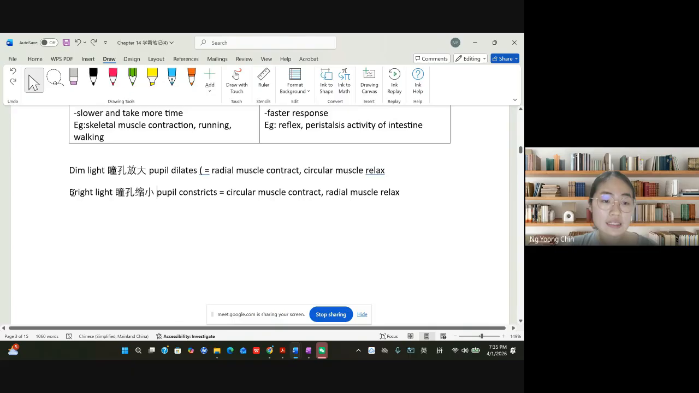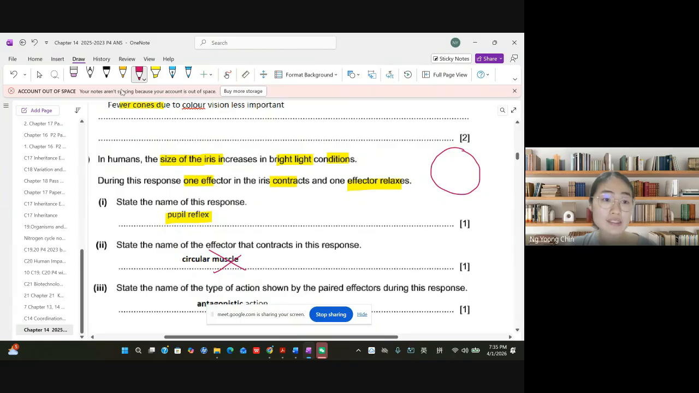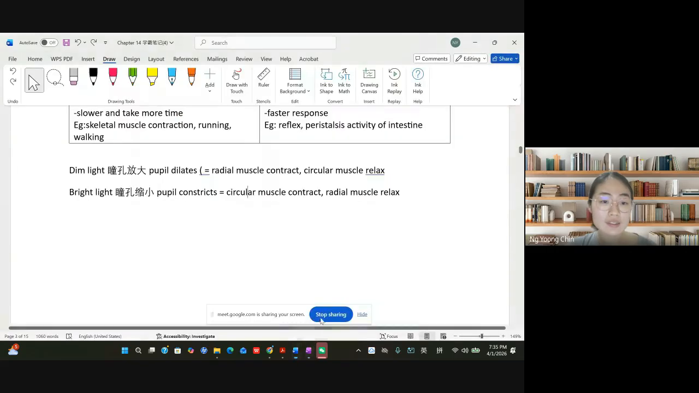Because this is in bright light, it will cause a constriction of the pupil. When the pupil constricts, it will cause the circular muscle to contract. So here's the answer, and this answer is correct: the circular muscle will contract. Because the size of the iris increases in bright light conditions, the pupil itself will just constrict. See, the pupil will constrict in the bright light.